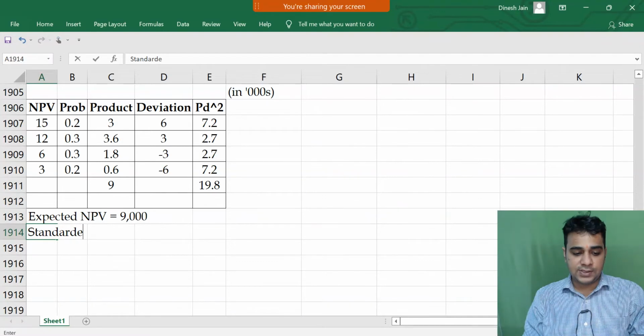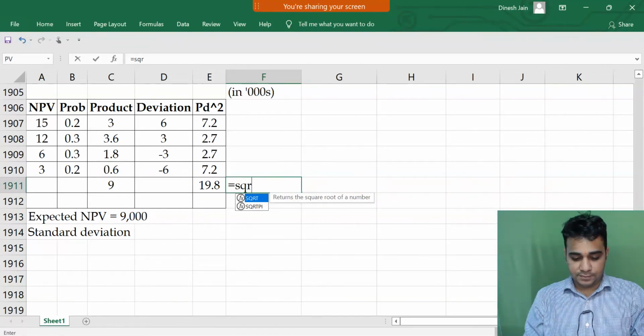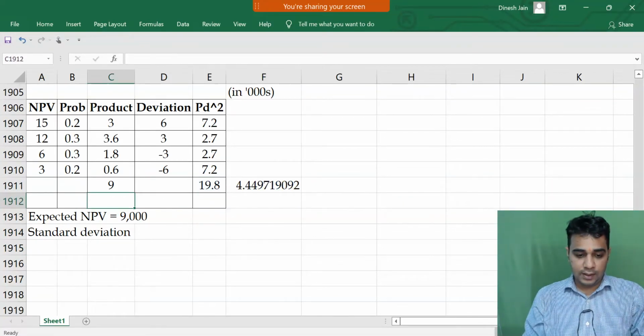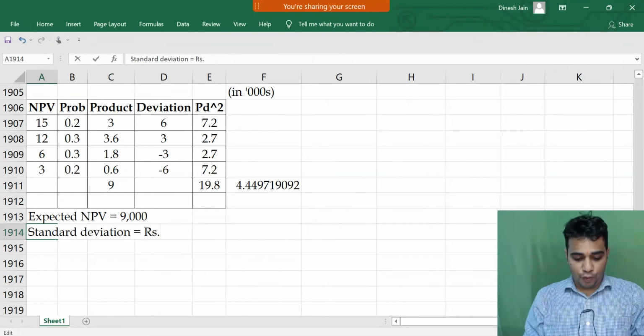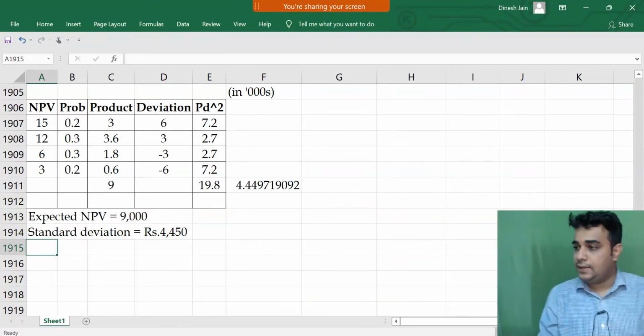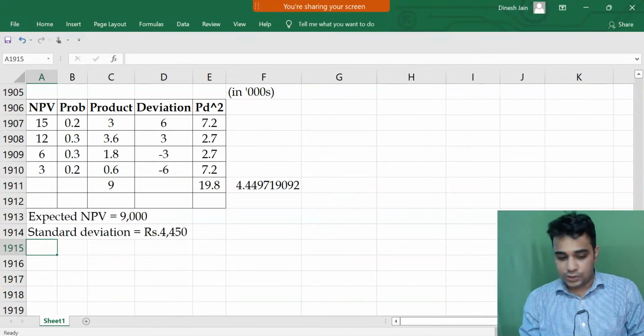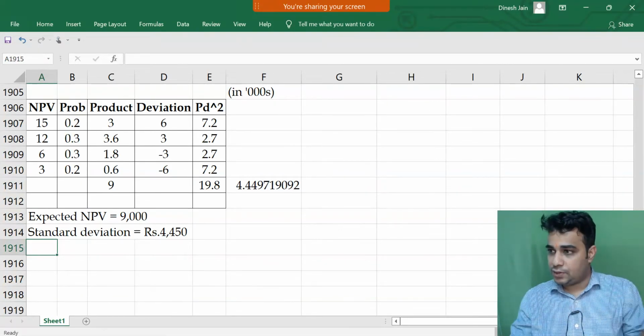Standard deviation is the square root of PD square. So I'll take a square root of this, and I'll multiply this with 1000. Standard deviation is rupees 4,450. I've taken a square root and multiplied with 1000 because we did the problem in thousands. So your standard deviation is 4450. The problem is over. That's all.